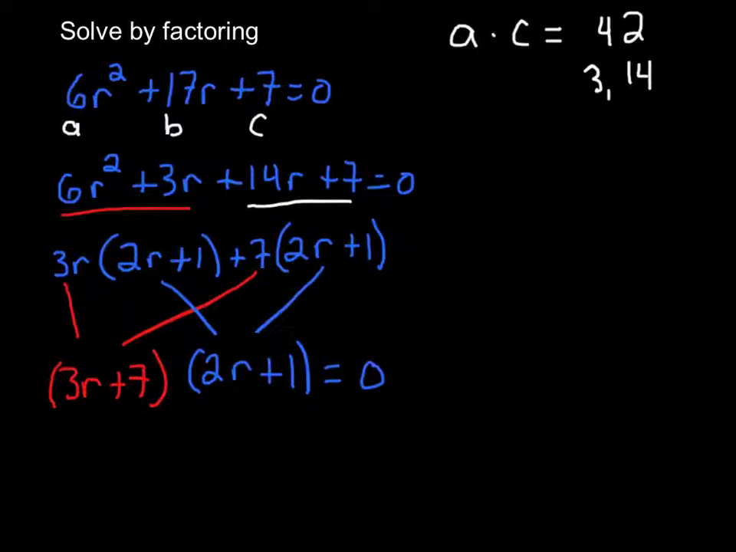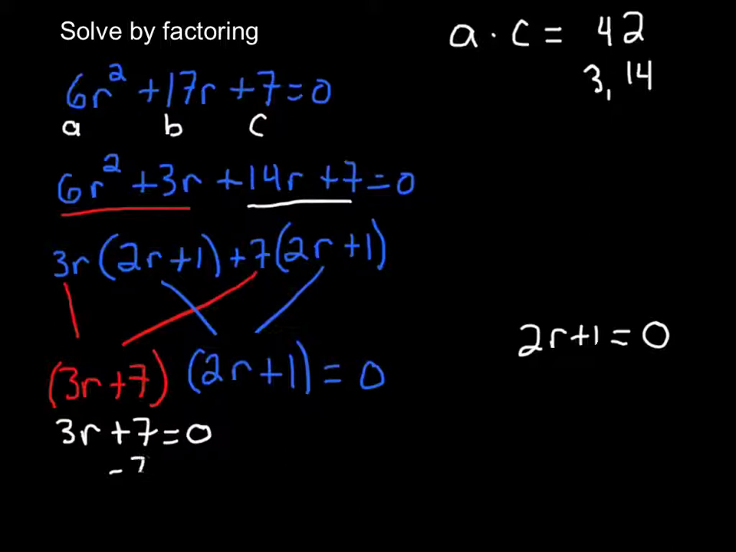Now that I've factored it, I have to solve that. And what that means is I need to write both equations equal to 0. So I've got 3r plus 7 equals 0. I'm going to do the other one over here where I got a little bit more room: 2r plus 1 equals 0. Okay, so now I just got to solve both of those.